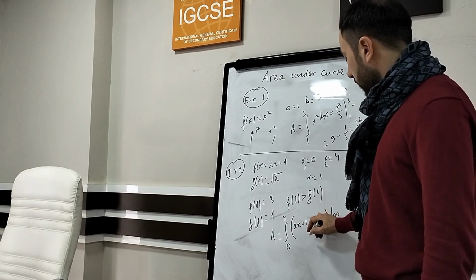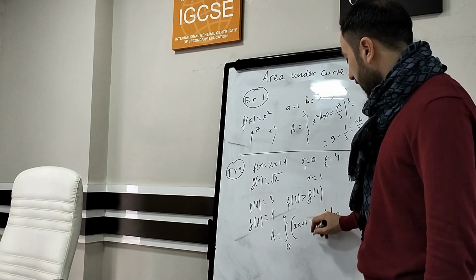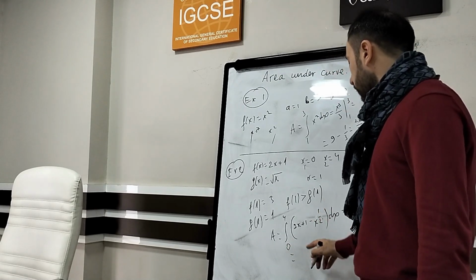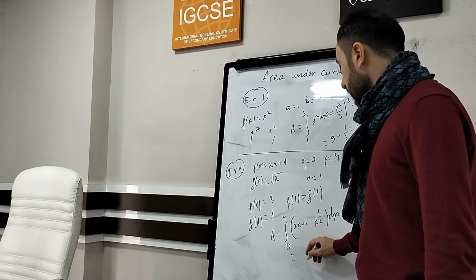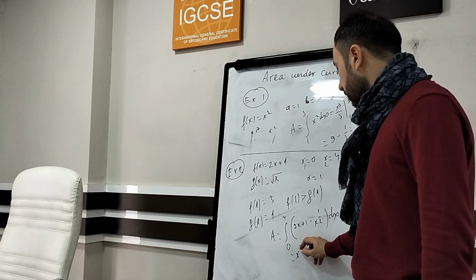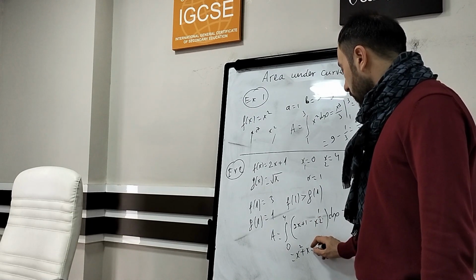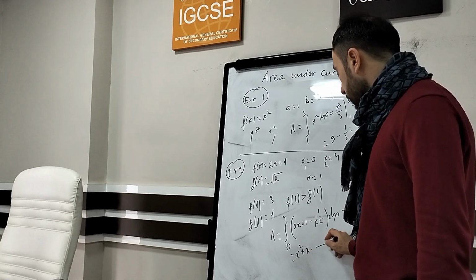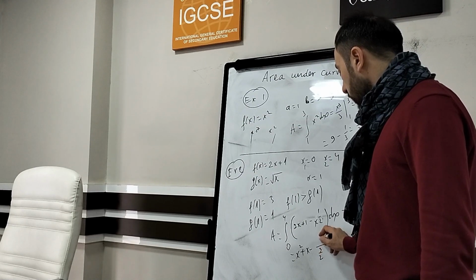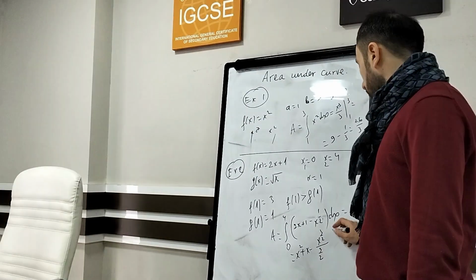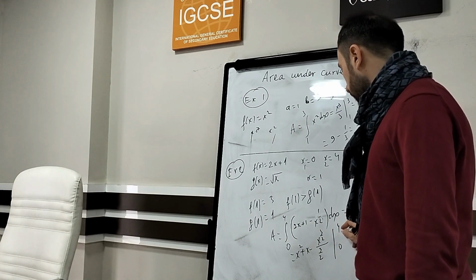The root of x, let's write it as x power 1 over 2. Integration of 2x is x squared. Integration of 1 is x. Integration of this one is minus 3 over 2x power 3 over 2. Am I right? And from 0 to 4.